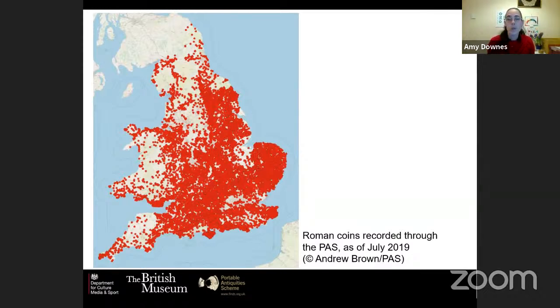We record more coins than any other find type. There are over 450,000 coins, and most of those are Roman coins. There are over 278,000 Roman coins on the database. According to Andrew Brown, who is our other PAS Roman coin advisor, this data set is, to quote, unparalleled anywhere in the world. So every year we are recording individual rare coins or new types.